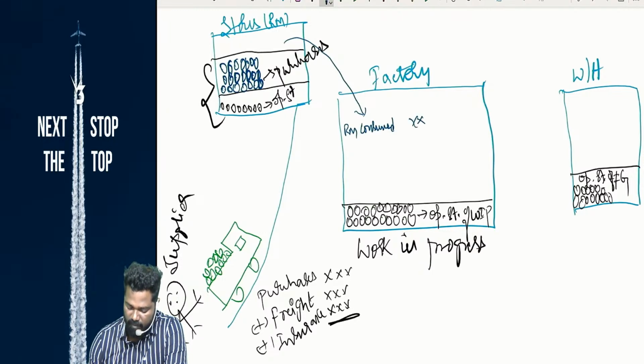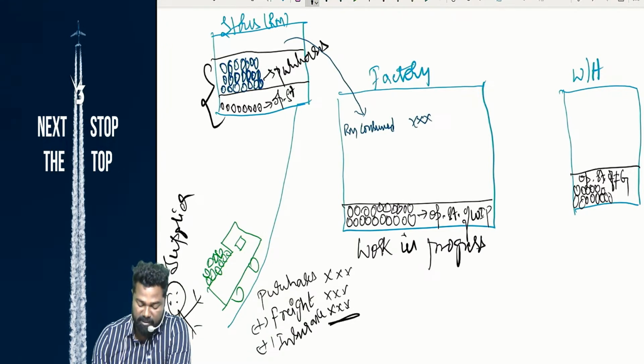Okay, so this is raw material consumed. How do we arrive at raw material consumed? Tell me, children: opening stock plus purchases minus what? Closing stock. So this is nothing but closing stock of what?